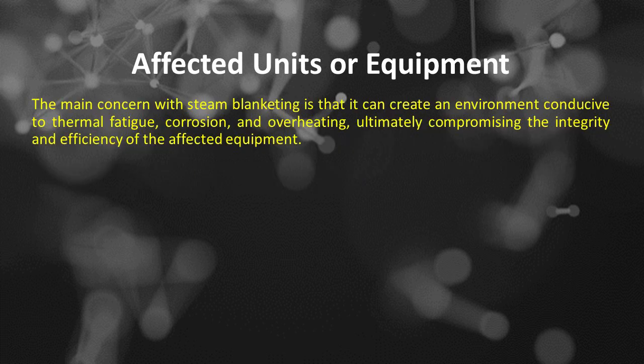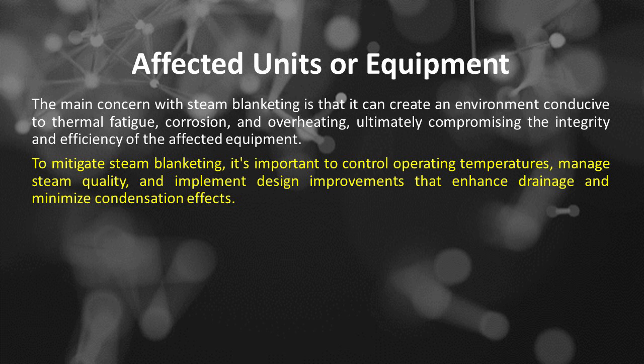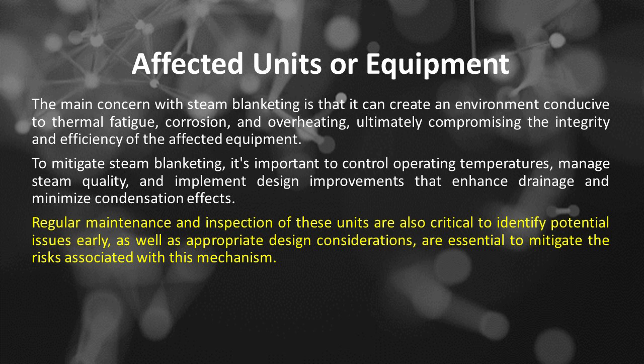The main concern with steam blanketing is that it can create an environment conducive to thermal fatigue, corrosion, and overheating, ultimately compromising the integrity and efficiency of the affected equipment. To mitigate steam blanketing, it's important to control operating temperatures, manage steam quality, and implement design improvements that enhance drainage and minimize condensation effects. Regular maintenance and inspection of these units are also critical to identify potential issues early, as well as appropriate design considerations, are essential to mitigate the risks associated with this mechanism.